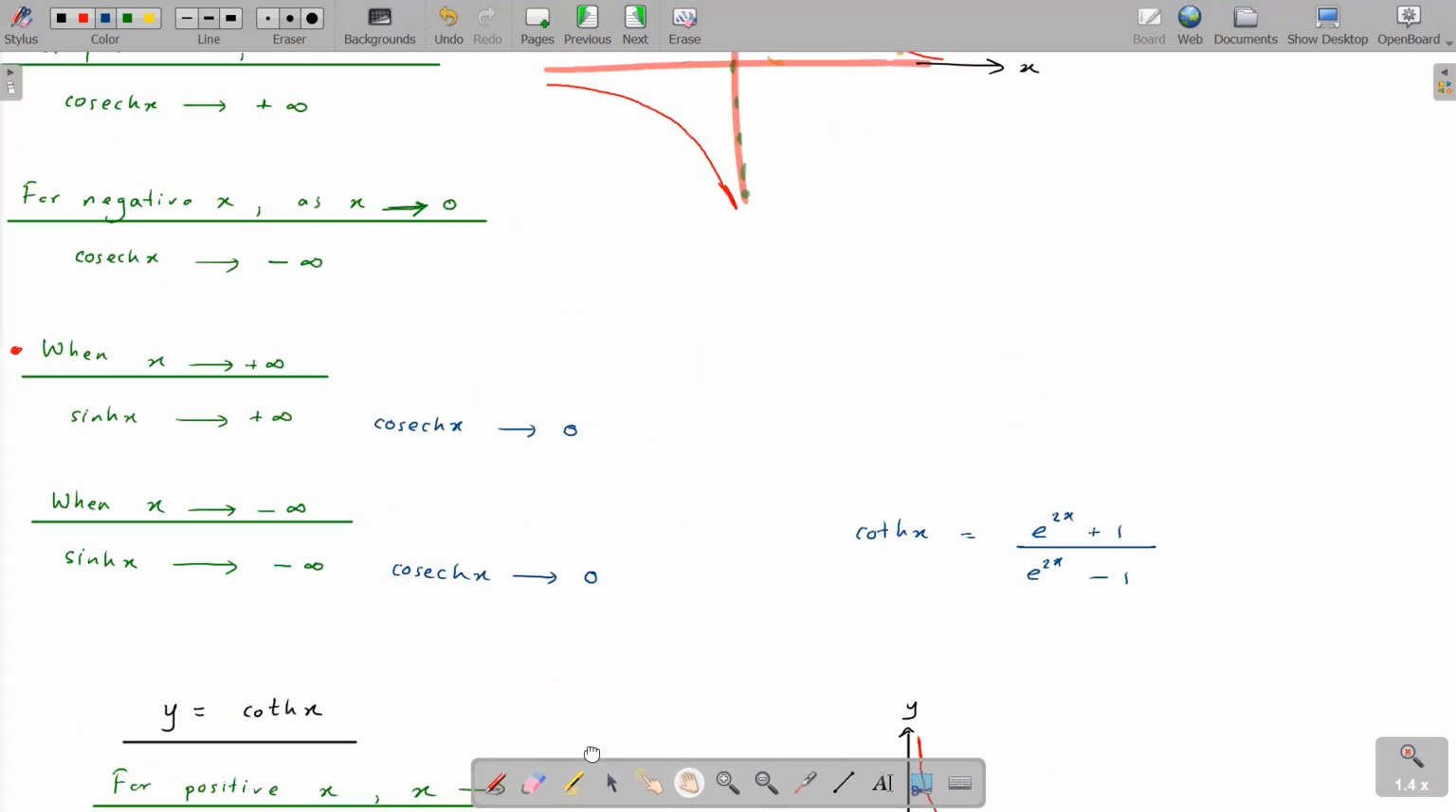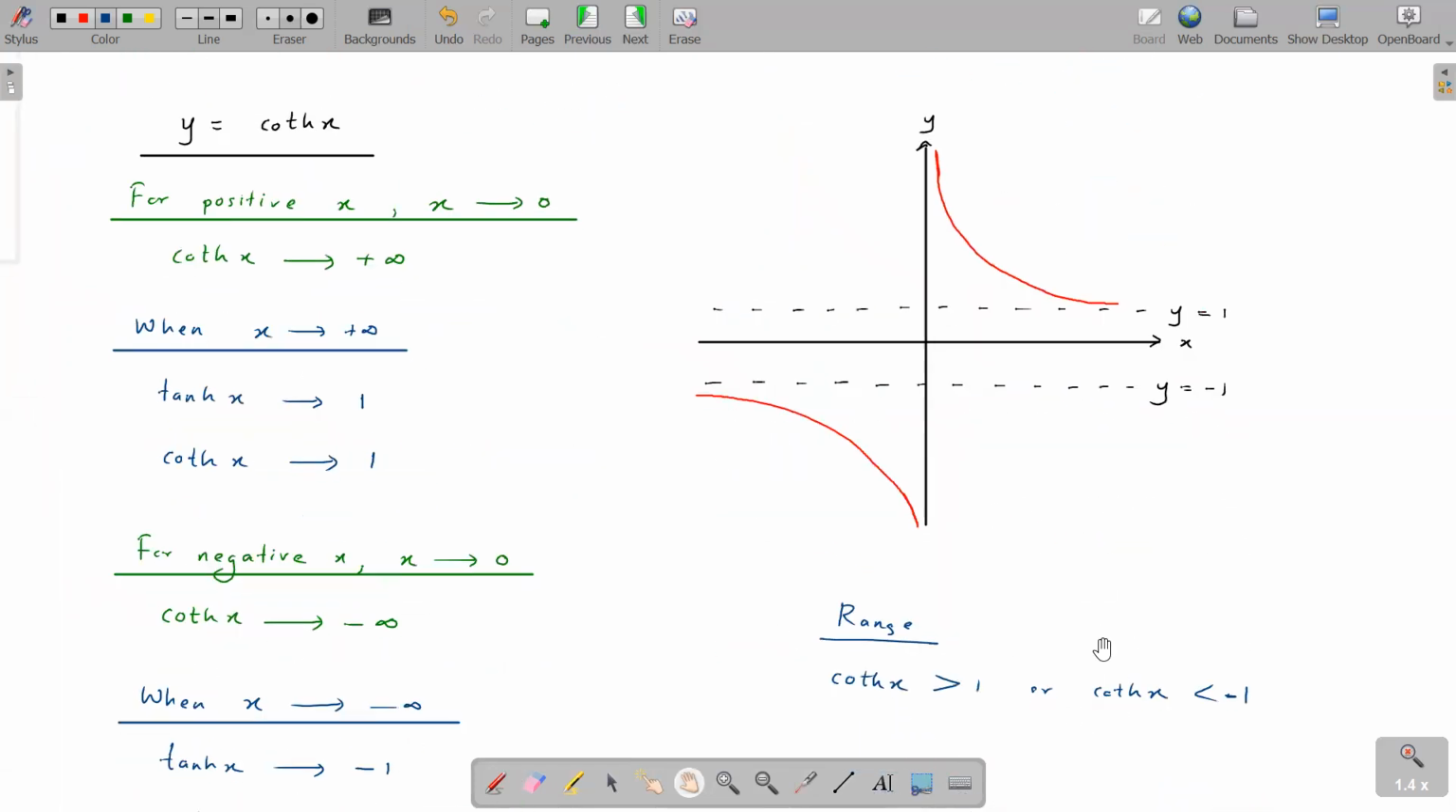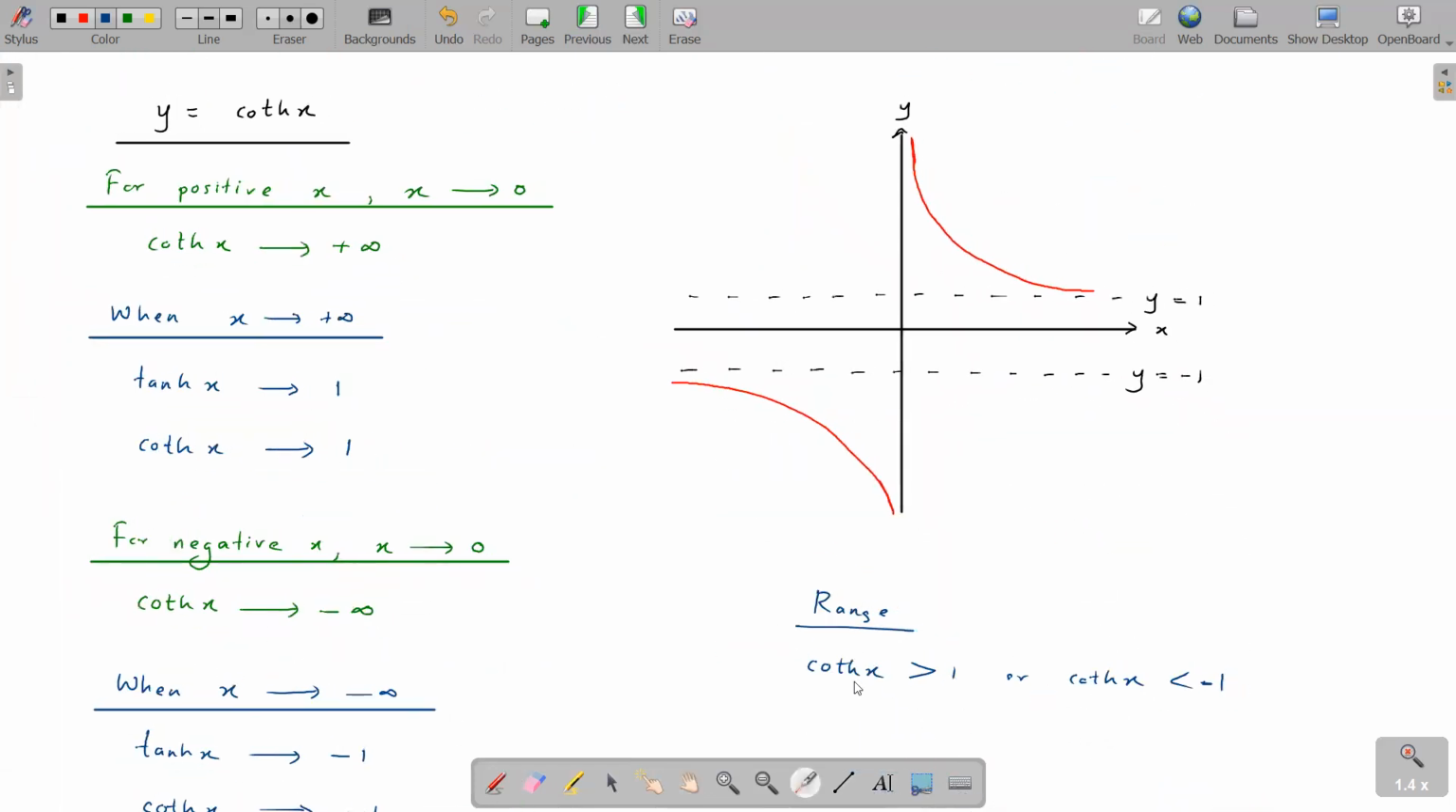If I go back to the previous graph, guys, over here, I think I didn't discuss the range. You can see the y values will exist for all y values except y equals 0, right, guys? Because at y equals 0, you have an asymptote here. Other than y equals 0, the range includes all the y values except 0. All right, guys. So that's the range of the graph. So I'm coming back to the coth graph here.